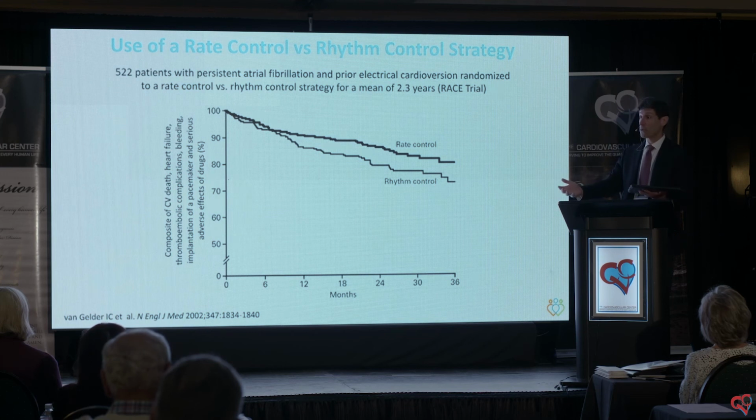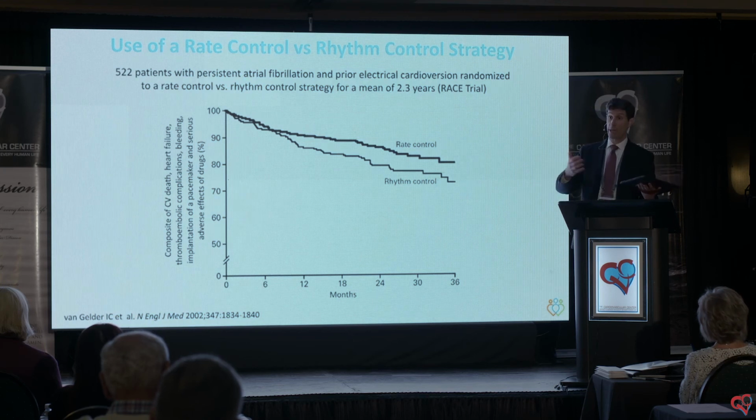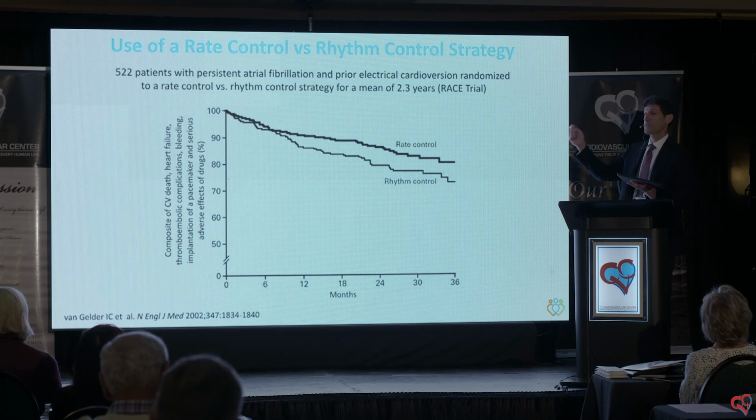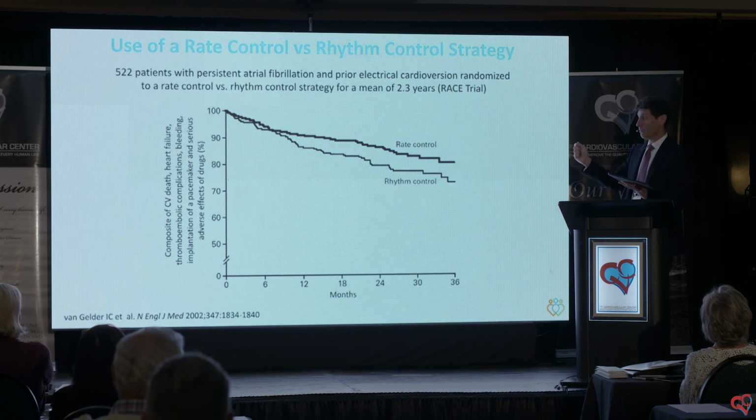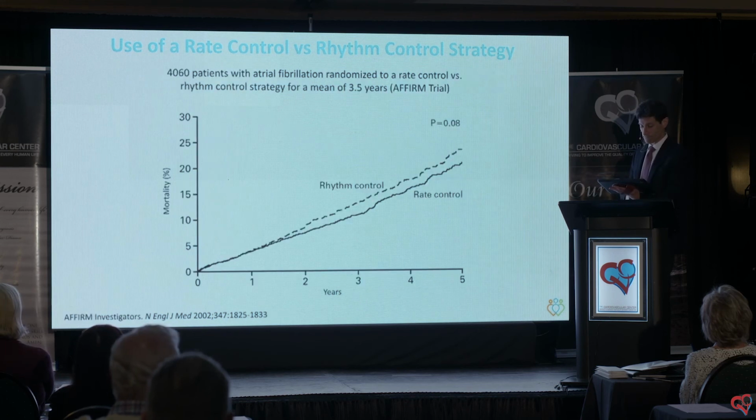But as many people know, these always, or sometimes I should say, have a double-edged sword in the sense that some of these drugs, while being antiarrhythmic, can have a potential pro-rhythmic effect, etc. In this 522 patient trial published in New England Journal of Medicine, persistent AFib, prior cardioversion, randomized to these 2 strategies, there was no difference whatsoever in terms of the rates of this composite endpoint that's listed here. And as you can see here, rate control was actually a little bit better overall.